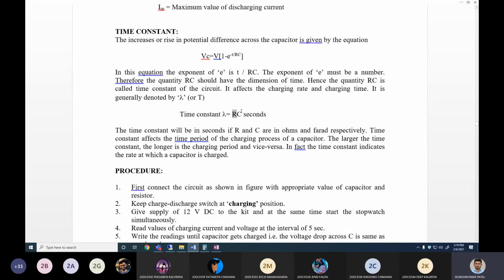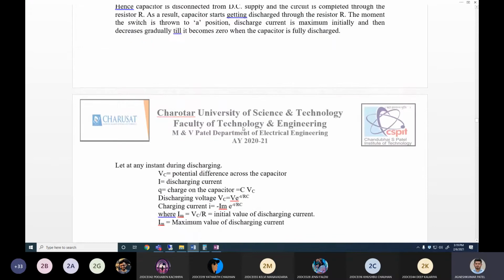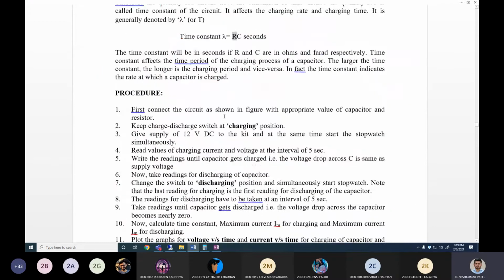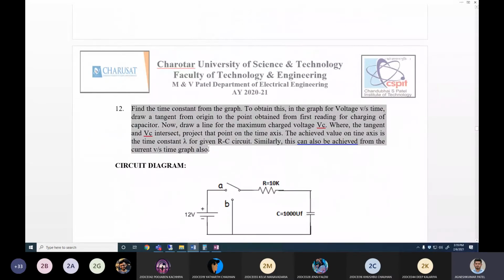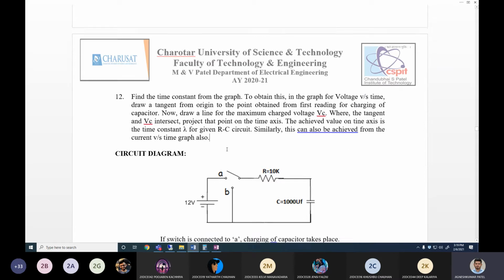The same value we'll try to achieve using a graphical method. How to plot the graph is declared over here, and how to draw the tangent is also shown here. Try to do it yourself. If you are not able to do it, no issue, I'll help you. But first, try to do it yourself.